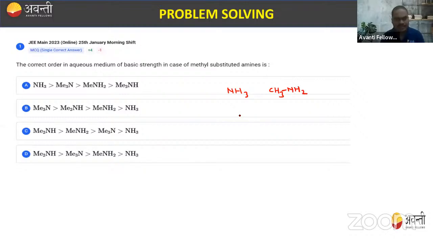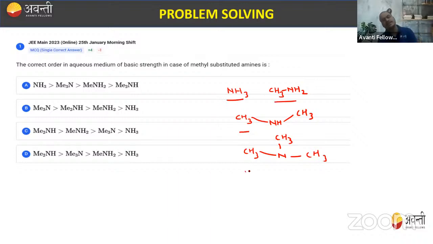Secondly, we have a secondary amine like CH3, NH and CH3, that is a secondary amine. And we also have a tertiary amine like CH3, N and CH3, again CH3. So we have ammonia, primary amine, secondary amine and tertiary amine. And out of these, they are asking the correct order of basic strength in the aqueous medium, right?